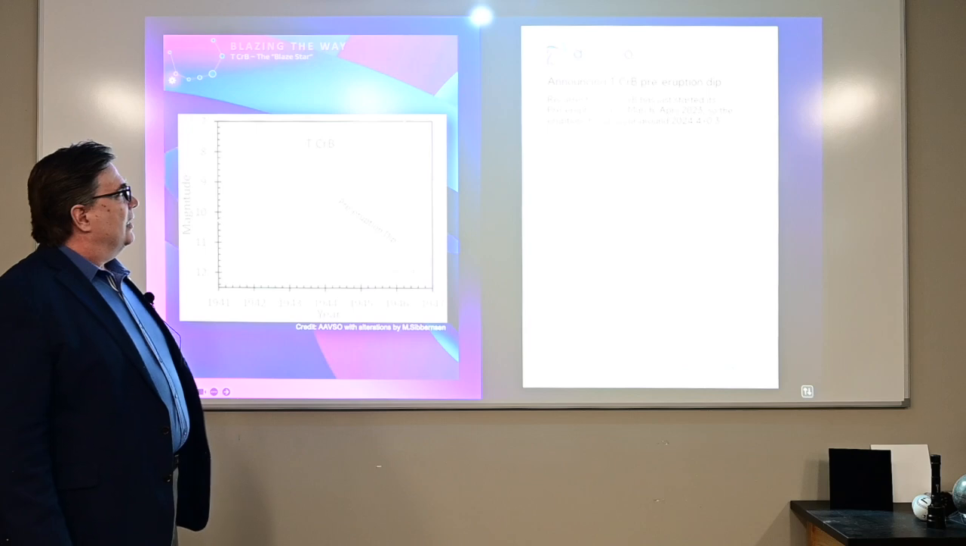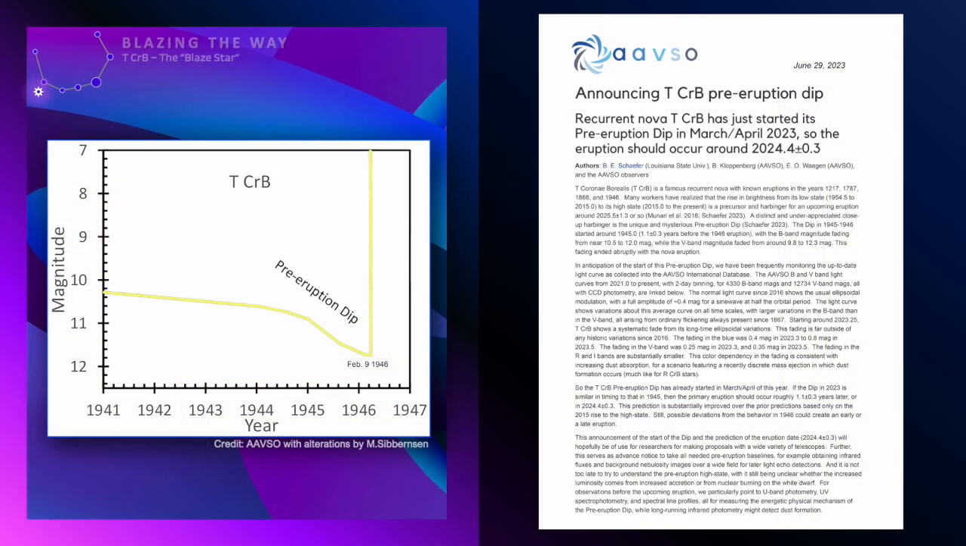Well, on June 29th, 2023, the AAVSO, the American Association of Variable Star Observers, a variable star observers group here in America, who have, believe it or not, nearly 500,000 observations of this particular star, noticed a pre-eruption dip. This gave them a prediction date that the eruption should occur around 2024.4 plus or minus 0.3. That would put it between mid-January and August.